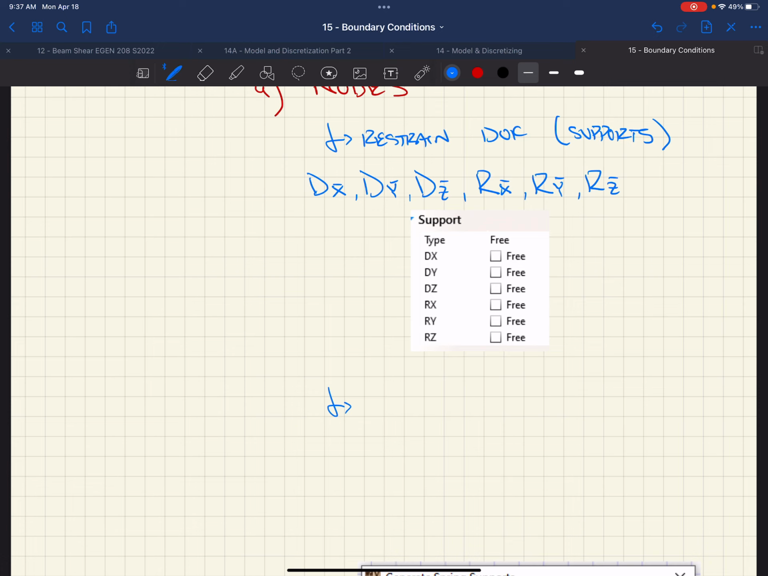If we do fix those, though, what does that do? How stiff are these? Infinitely stiff. It is not moving at all.